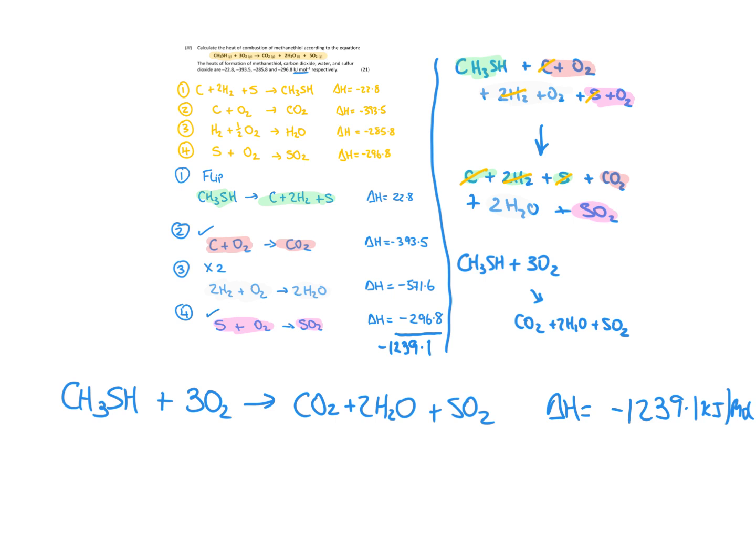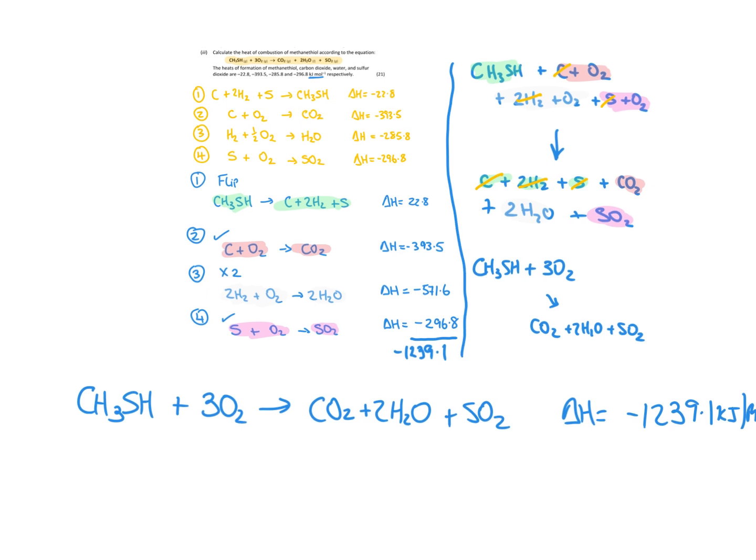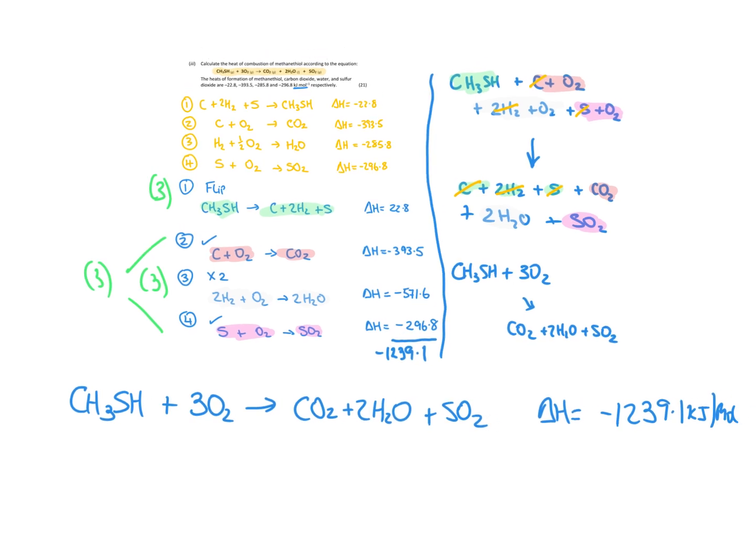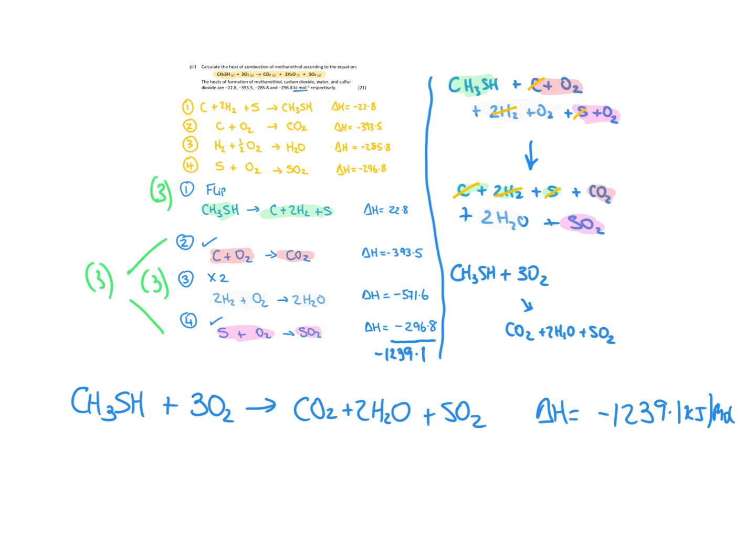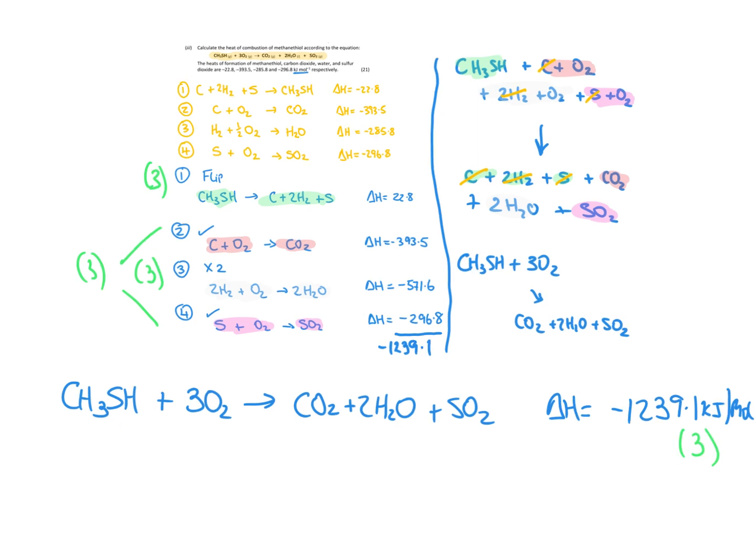Now, let's assign our marks in this question. So I'm going to assign the marks in green pen. Basically what we will get is 3 marks for the first flip. You'd get 3 marks for multiplying equation 2 by 3. And then you would get 3 marks for equation 2 and equation 4. And then finally you would get 3 marks for the final answer. So that is one example of Hess's Law.